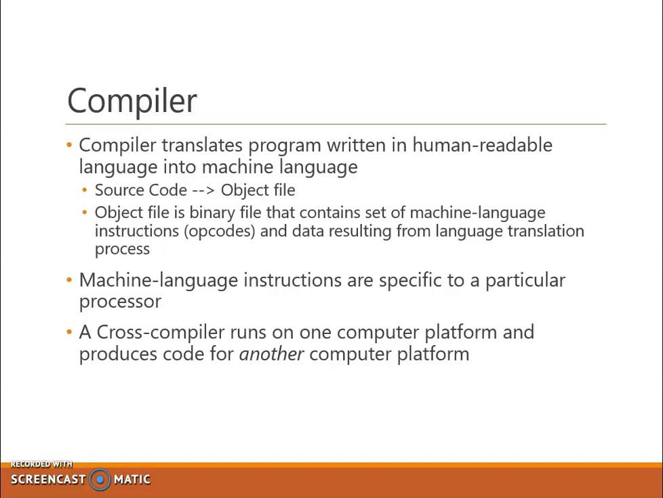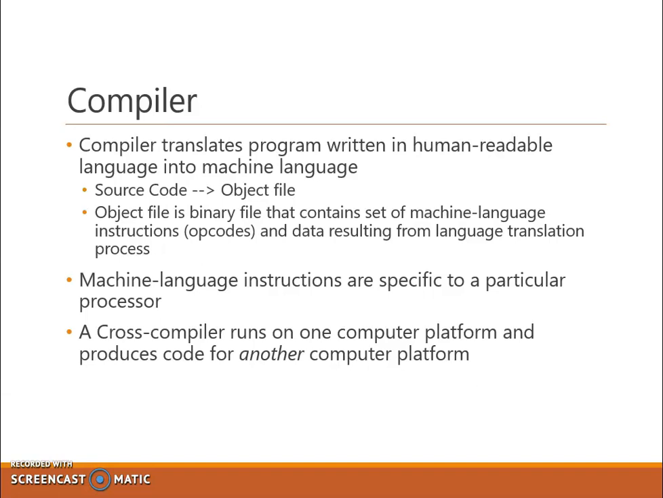Now what does this object file mean? An object file is a binary file that contains a set of machine language instructions and data resulting from the language translation process. So this object file is nothing but a combination of zeros and ones, the language which the machine understands. This object file, consisting of zeros and ones, is specific to a particular processor. Its structure will be different in 8085, 8051, and some other processors. So a processor specific file will be created.